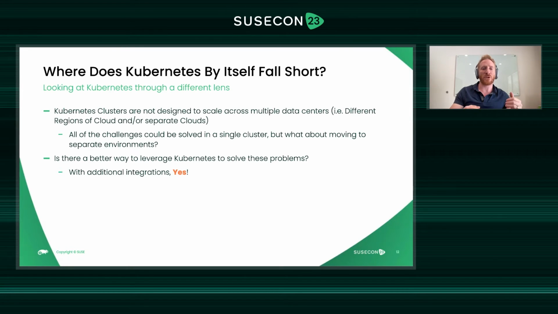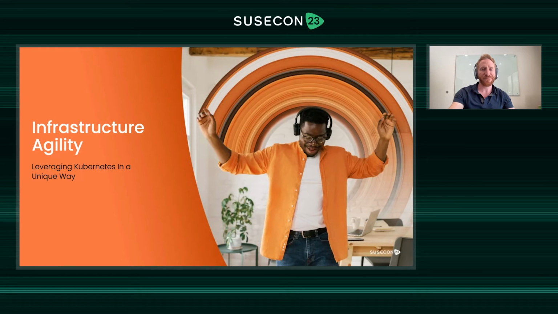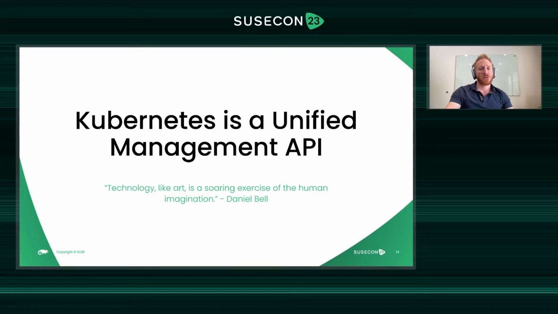But what do you do if you're going to move things to different environments? And is there a better way of leveraging Kubernetes to solve these problems? And I think with additional integrations, yeah, you could do things in a way that's more streamlined and fault tolerant. So this is where the idea of infrastructure agility comes into play. At the premise of it, I think we have to look at Kubernetes as a unified management API. Daniel Bell once said, technology is like art. It's a soaring exercise of the human imagination. And I think that's the thing we have to keep in mind here: how we use Kubernetes affects the kind of capabilities it can give us.